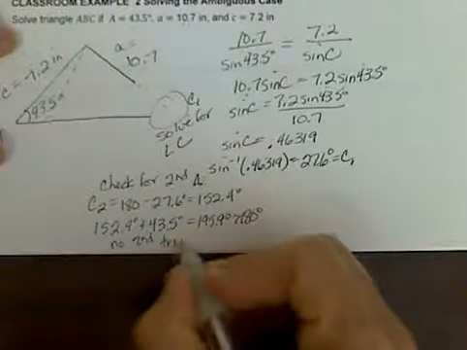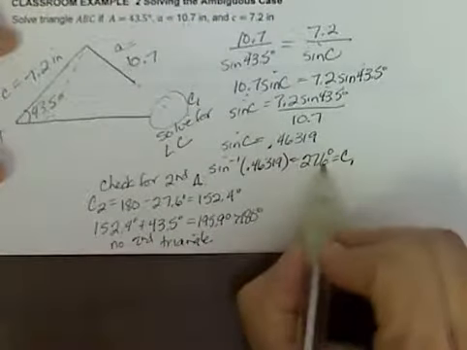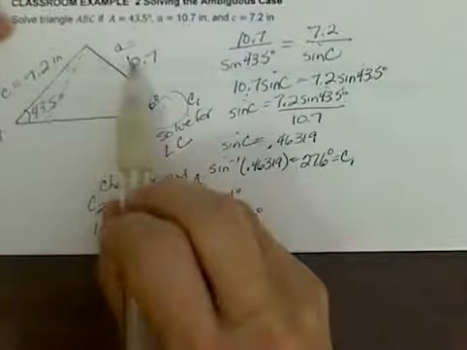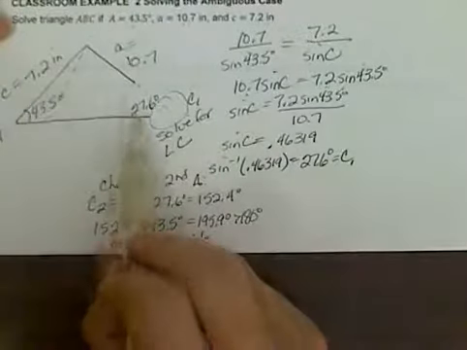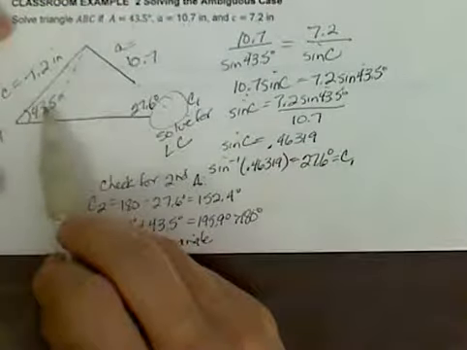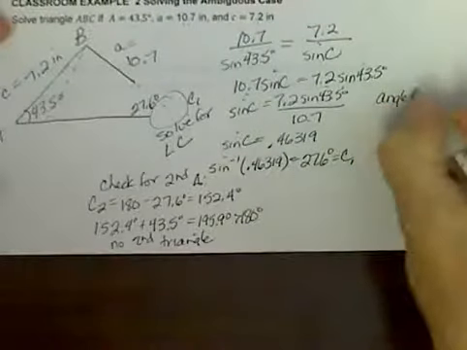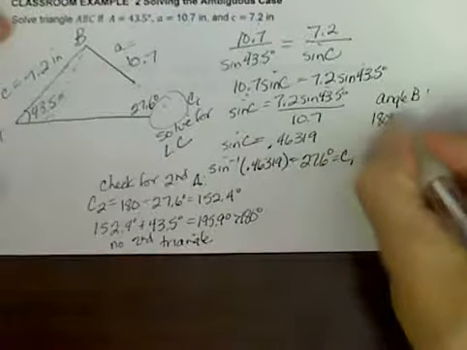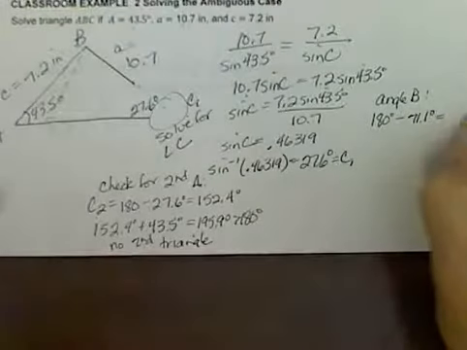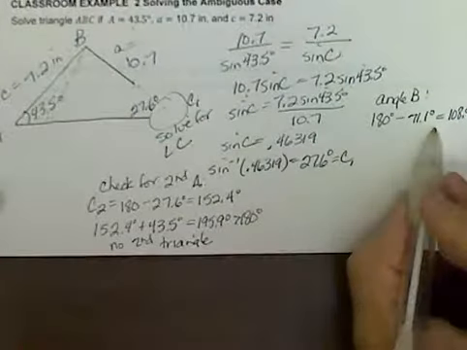That tells me there is no second triangle. I just have the one triangle. So I've already got the angle for this one. This is going to be 27.6 degrees. Now I've got side A and angle A, and I've got side C and angle C. I still need angle B and I need side B. To get angle B, I'm going to take these two and add them together and then subtract from 180. Angle A and angle C added together is 71.1 degrees. When I subtract that from 180, I get 108.9 degrees. That's my angle B.